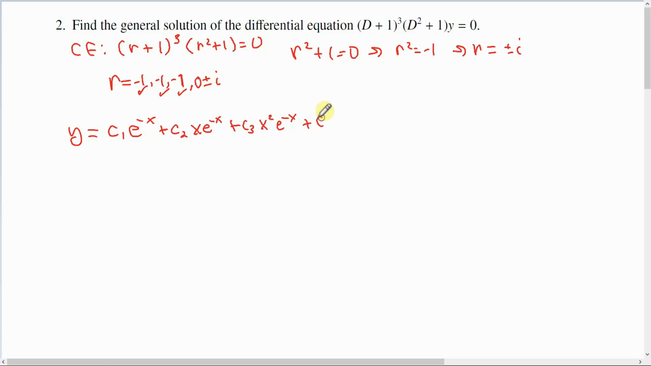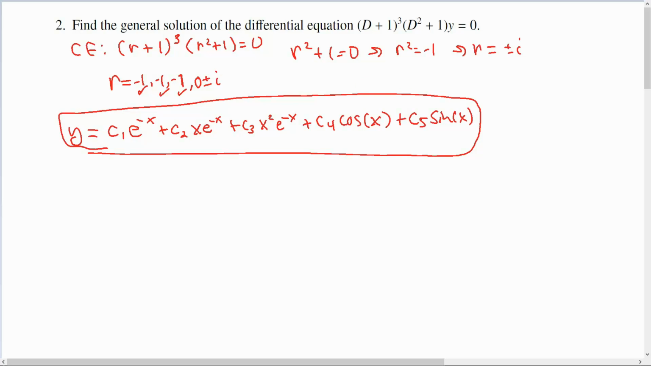e^0, so c4 e^0, which is 1, cosine 1x, because it's plus or minus 1i, so it's cosine 1x, and then c5 sine 1x. And that would be my general solution for that one.